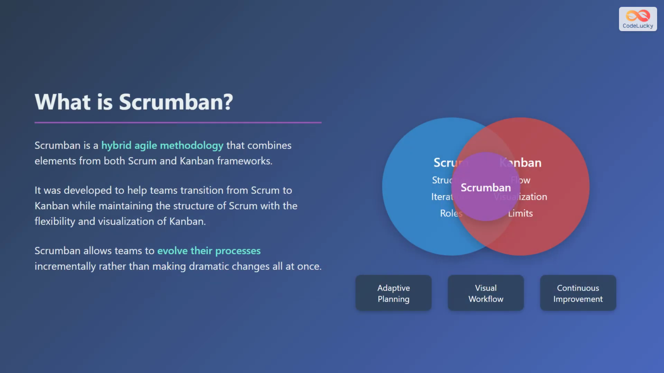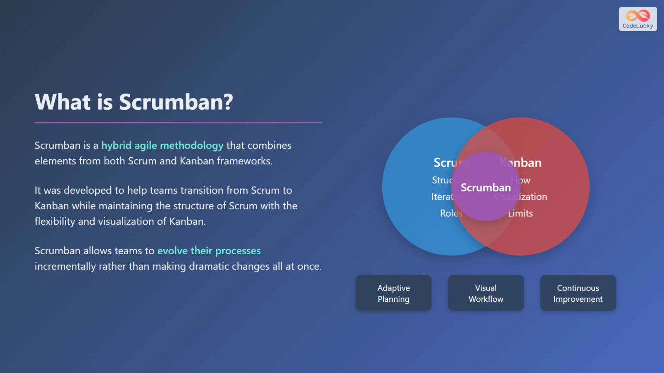What is Scrumban? Scrumban is a hybrid Agile methodology that combines elements from both Scrum and Kanban frameworks. It was developed to help teams transition from Scrum to Kanban, while maintaining the structure of Scrum with the flexibility and visualization of Kanban. Scrumban allows teams to evolve their processes incrementally, rather than making dramatic changes all at once.